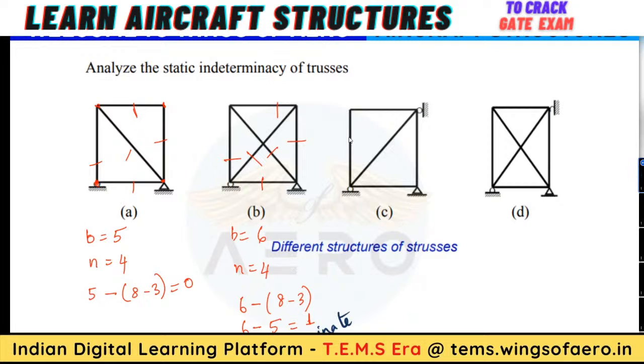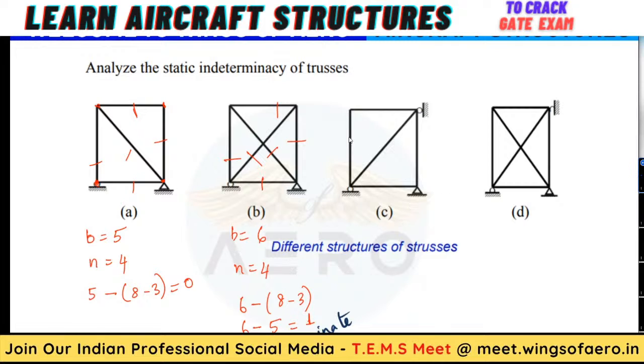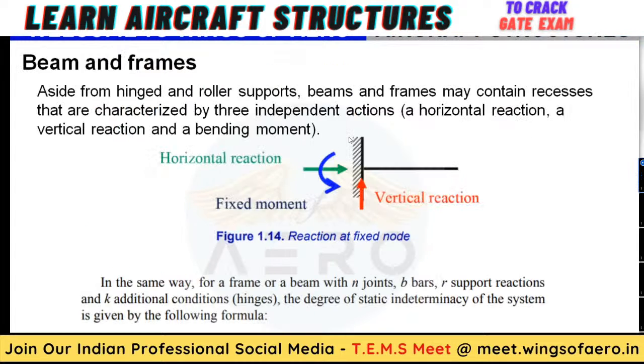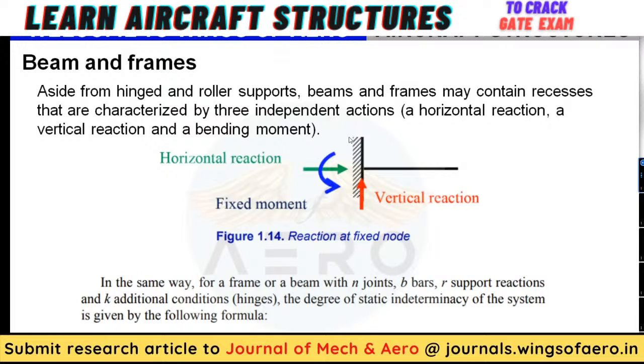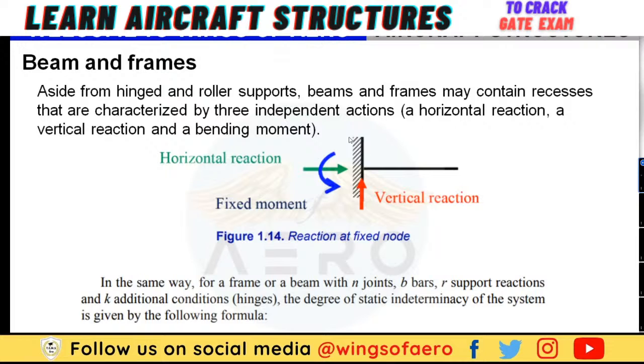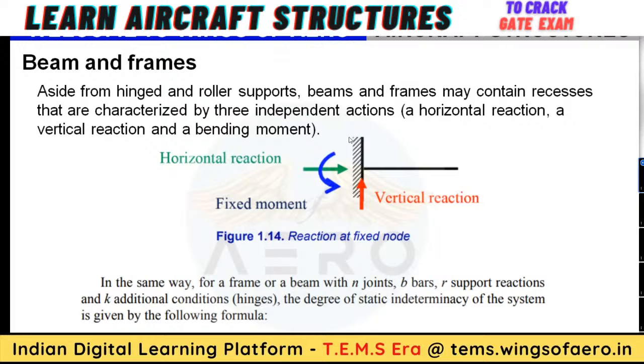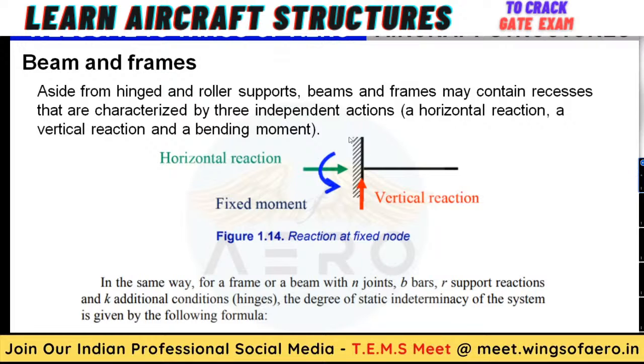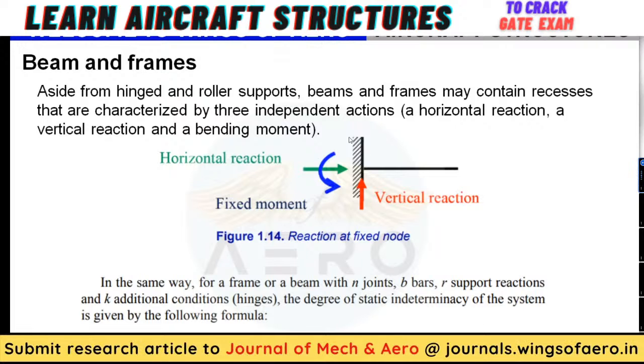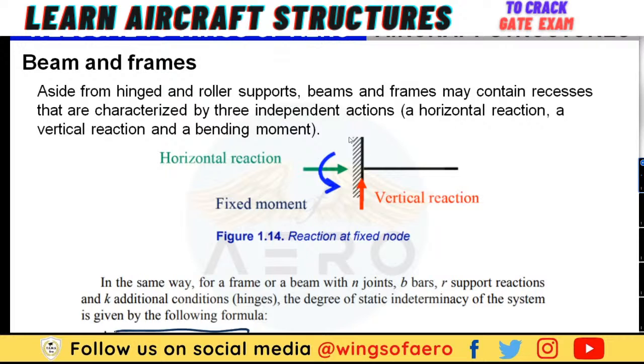Okay. Similarly, you can find the other structures. The same thing applies for beams and frames. So in the question, if they are giving you a truss or a beam and frame, we have to read the question carefully. Suppose they have given a truss, then you use the previous formula. And if they give a frame, there will be three support reactions: vertical, horizontal, and the moment. In those cases, you have to use this formula to find out about the structure.